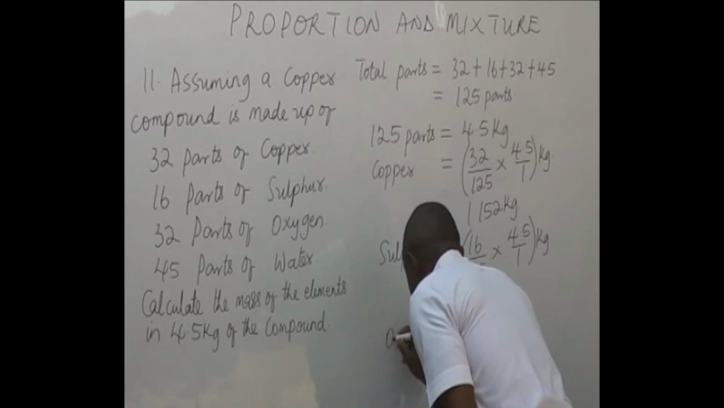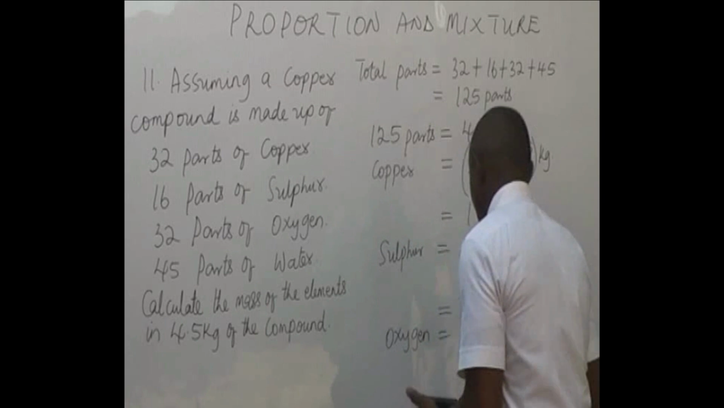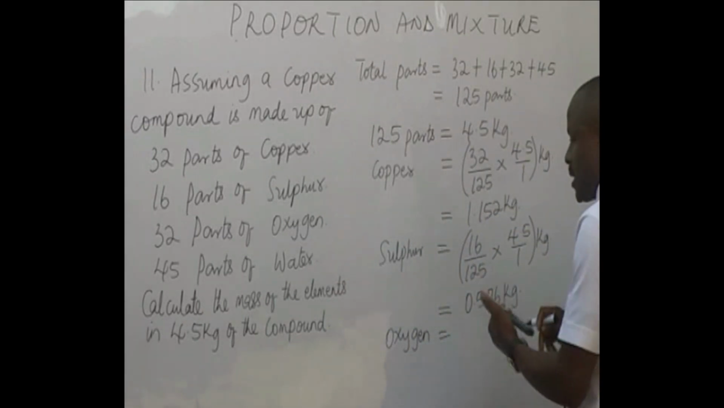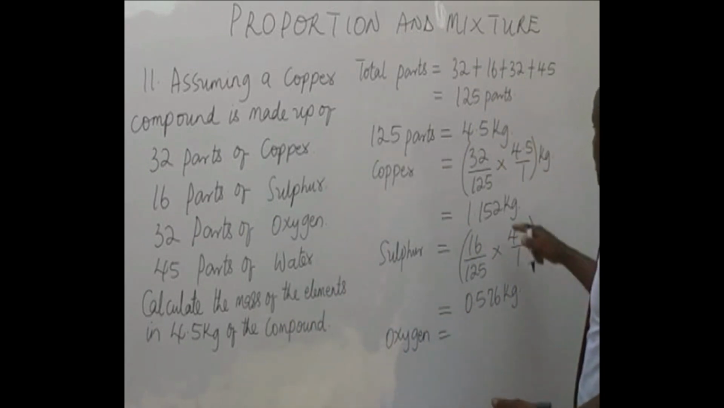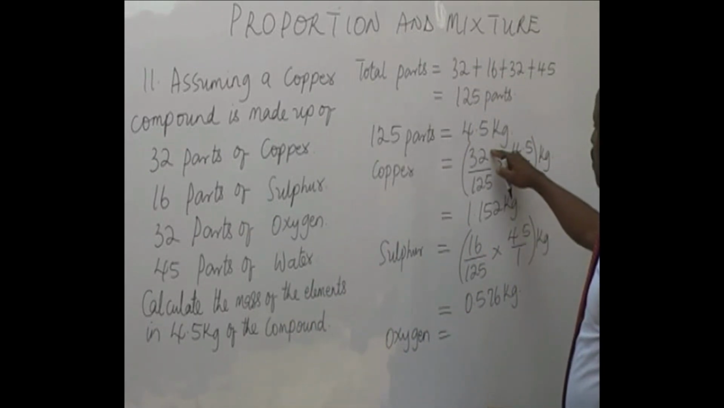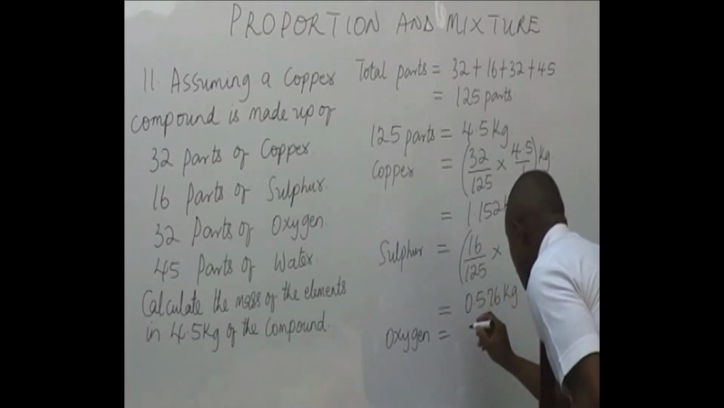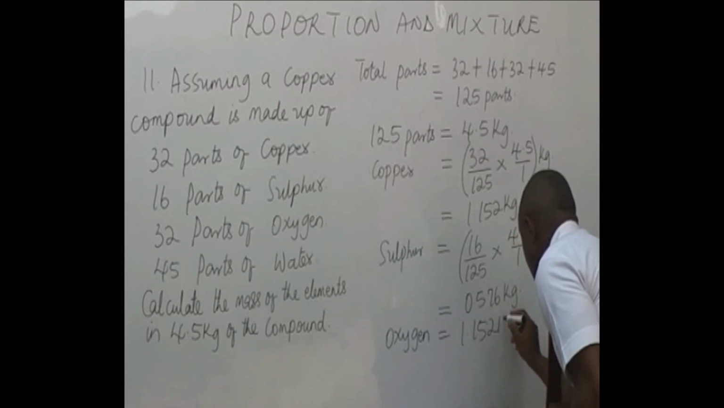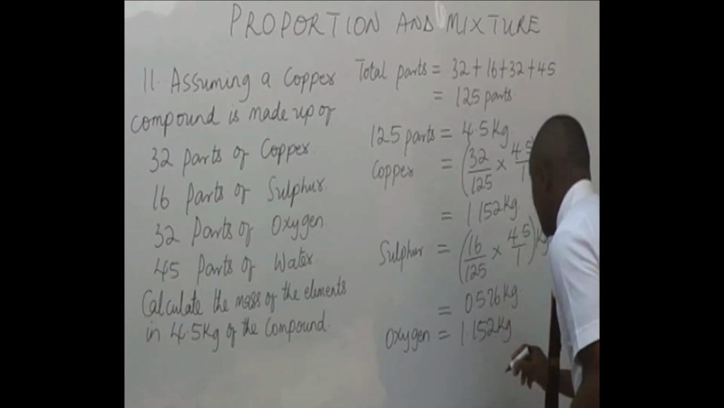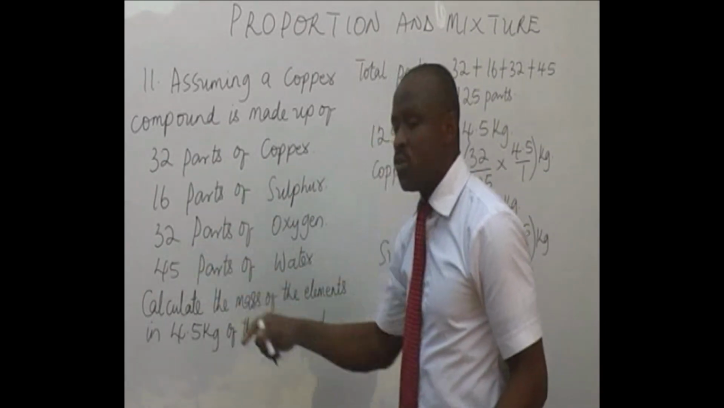Now for oxygen. Let's calculate for oxygen. Oxygen has 32 parts. It's the same thing with copper. So oxygen will still be the same, 1.152 kilograms. No need of calculating again. Oxygen and copper have the same 32 parts.